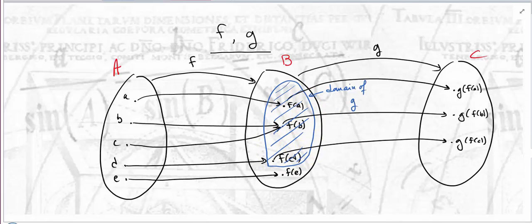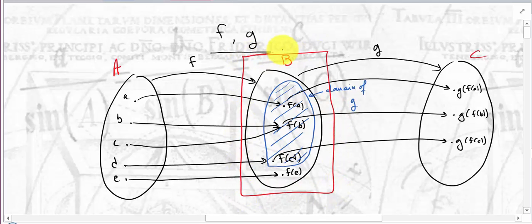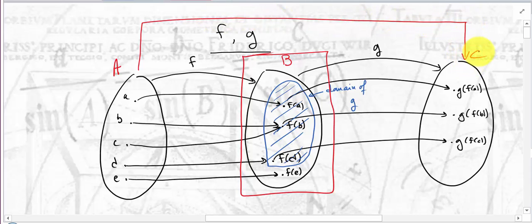So now what we can do, we can omit this set right here and look at the function that goes directly from here to there. The way we call this function is g composed with f. You can read that as g of f or g round f also. g composed with f, g of f, or g round f. So it's another rule of combining functions. This is the third function.